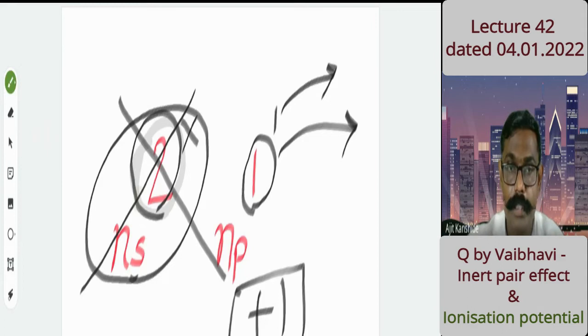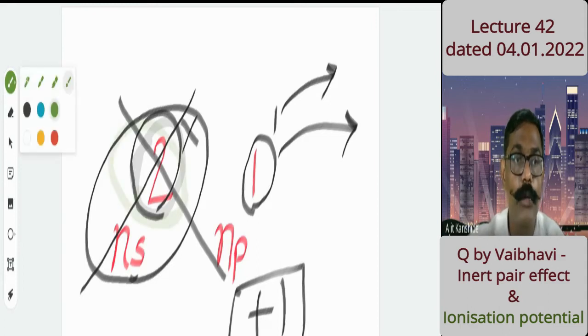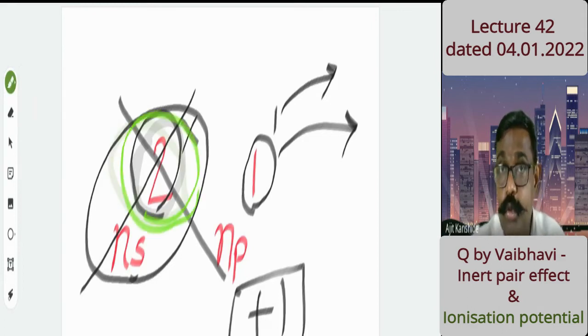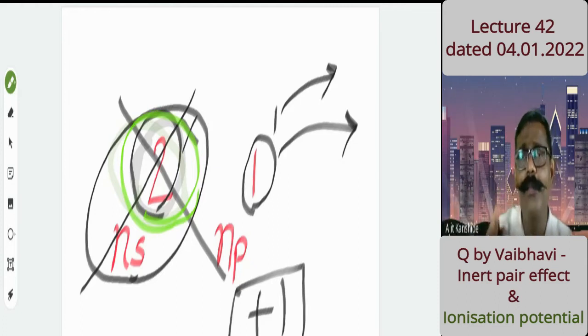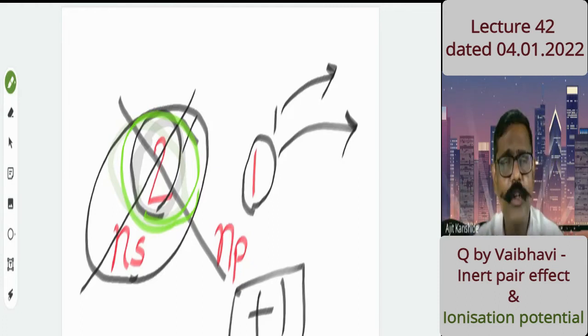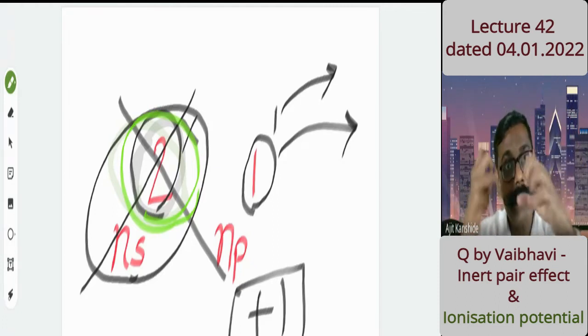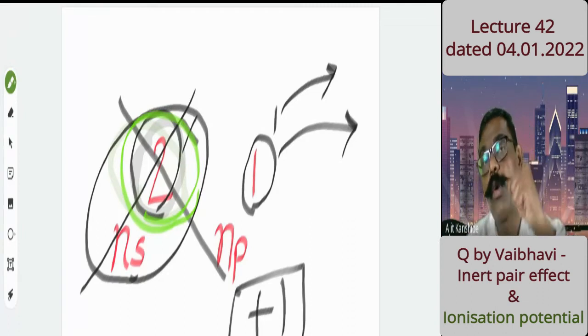This is the inert pair. These two electrons are there. That is what the inert pair is. So those two electrons do not go out. Inert means not interested to react, not interested to go out. They are tightly bound. So those are what we call inert.